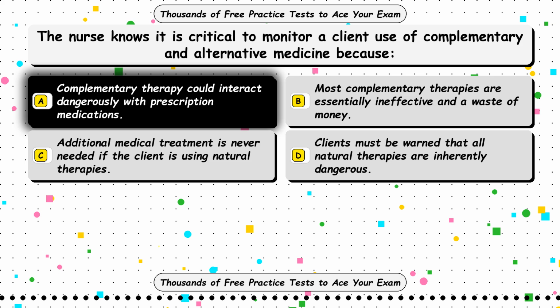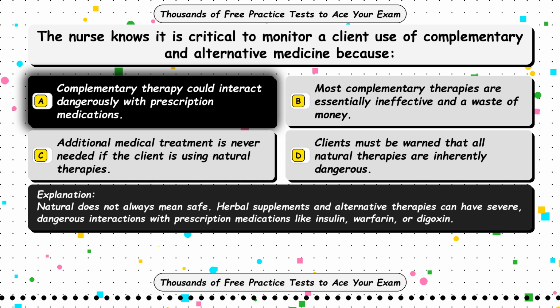The correct answer is option A. Complementary therapy could interact dangerously with prescription medications. Natural does not always mean safe. Herbal supplements and alternative therapies can have severe, dangerous interactions with prescription medications like insulin, warfarin, or digoxin.